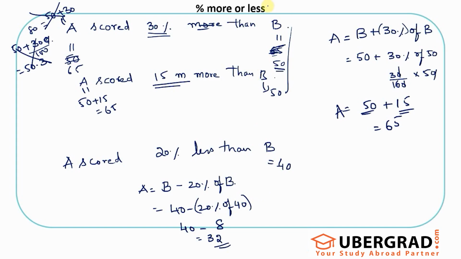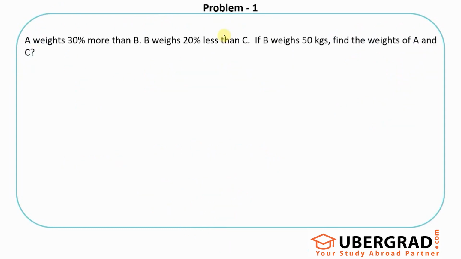So this is a very basic thing that you should understand. A scored something more than B, A scored less than B, something is more, something is less. I can give an absolute value, sometimes they're also given as a percentage. That's important to understand. Let's solve some questions to understand this better.